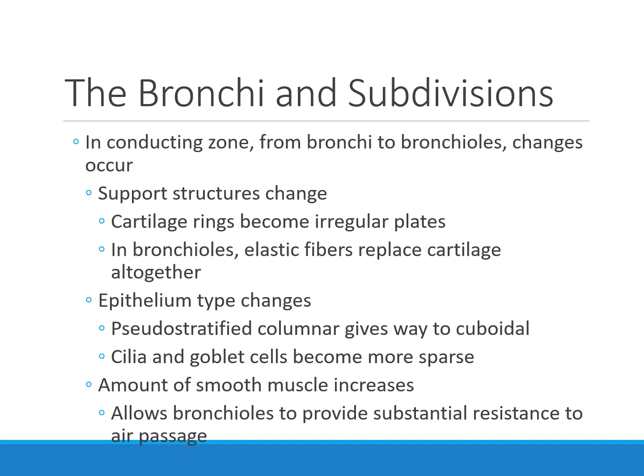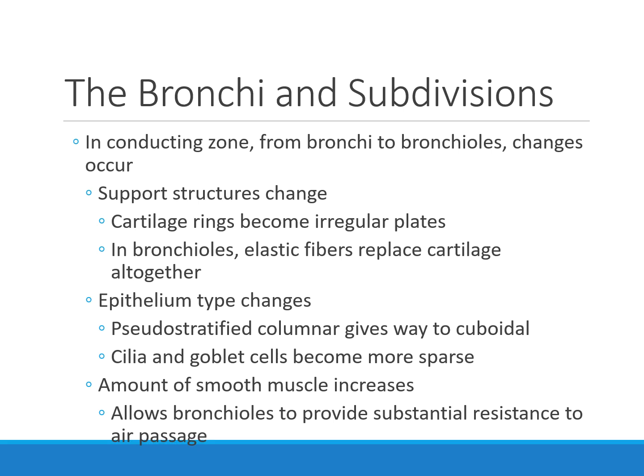In the conducting zone from the bronchi to the bronchioles, there are lots of changes that are going to occur. And that's what helps us figure out where we are in the system. So the support structures change. We started out with C rings or cartilage rings, and they become more irregular, more like little patches. In the bronchioles, elastic fibers completely replace the cartilage altogether. The epithelial tissue changes as we move through. We had pseudostratified ciliated columnar in the trachea, which gives way to cuboidal, which ultimately, when we get all the way down, is going to become simple squamous.